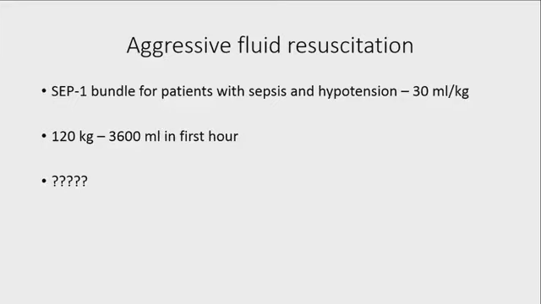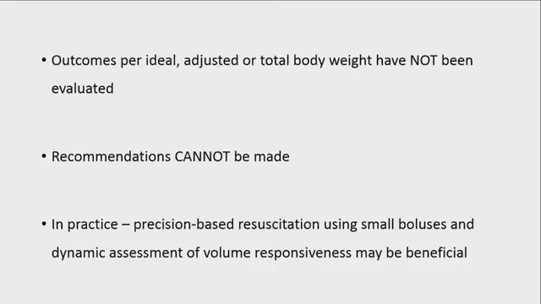So the sepsis one bundle, I'm just going to take an example. For patients with sepsis and hypotension, it suggests 30 ml per kg in the first hour. Well, if you have a 120 kg patient coming in, that's 3,600 ml in the first hour. Really? Who gives that much fluid in the first hour? That's a huge amount of fluid without knowing the condition of the patient's heart, lungs, and all that. The outcomes per ideal, adjusted, or total body weight have not been evaluated. Hence, recommendations cannot be made.